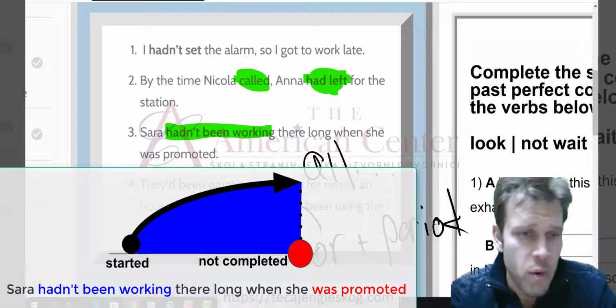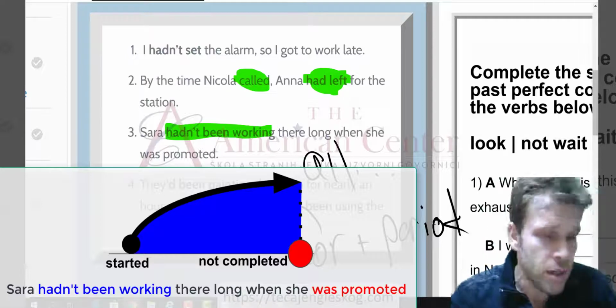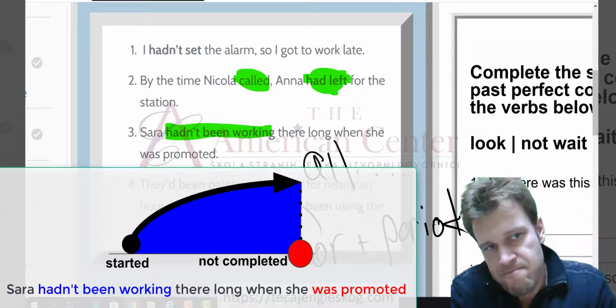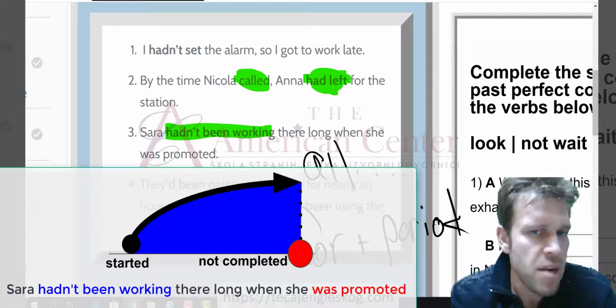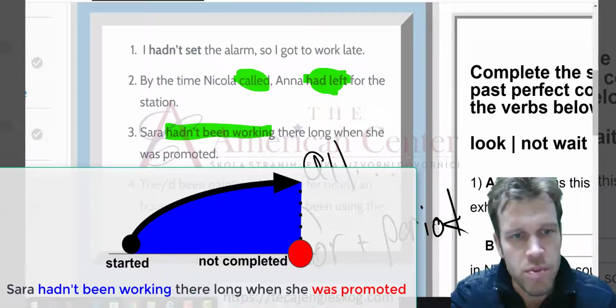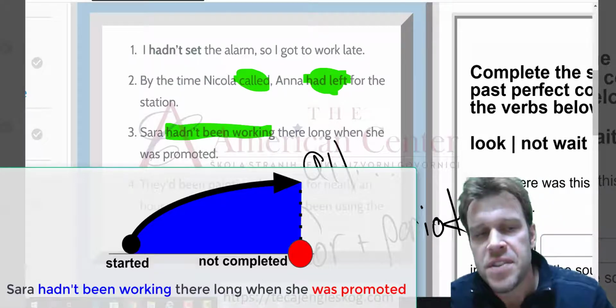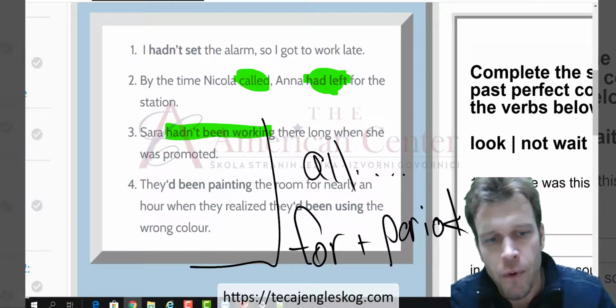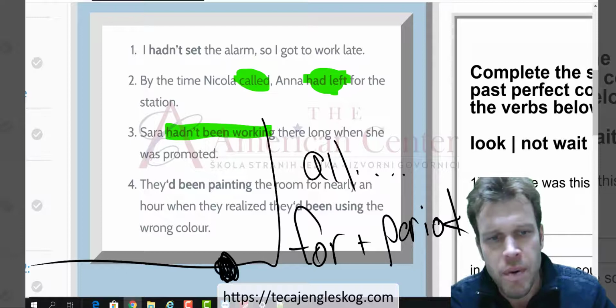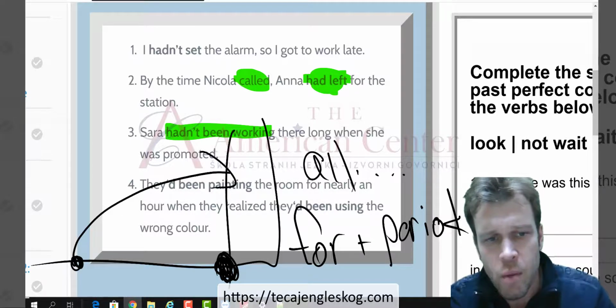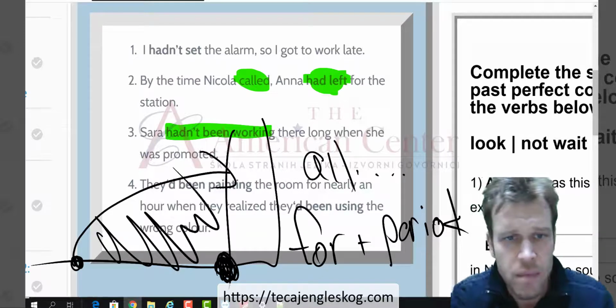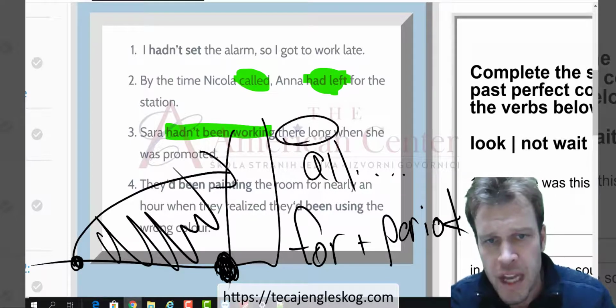And we use this just like we use present perfect continuous. For example, I have been working all day. I had been working all day. So it's used the same way, we're just changing the time. Sarah hadn't been working there long when she was promoted. So we're just emphasizing the time before. Here she was promoted, and we're emphasizing that before this time it wasn't long. This is the period of time.